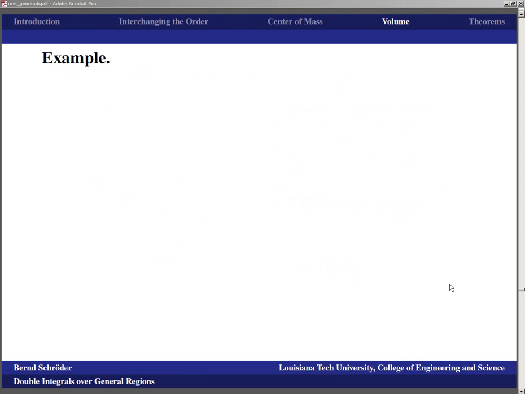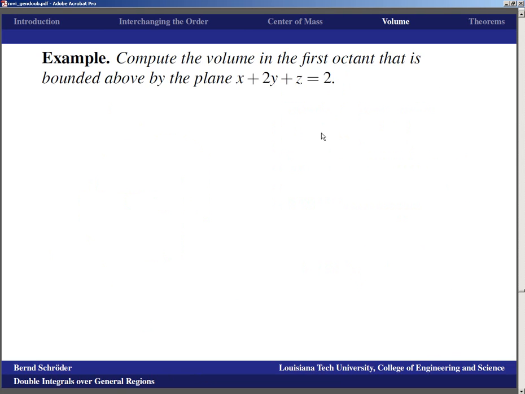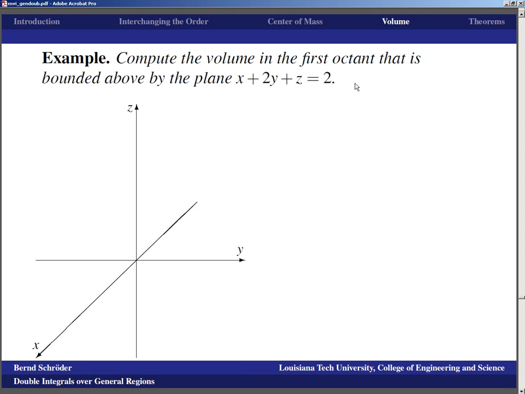And the formula for the volume is well and good. Let's now take a look at an example of how this is actually implemented. So we're going to compute the volume in the first octant that is bounded above by the plane x plus 2y plus z equals 2. Well, let's see what that looks like. Here's our right-handed xyz three-dimensional coordinate system. We're even going to put scales on the axes here. This is scaled in steps of 1.